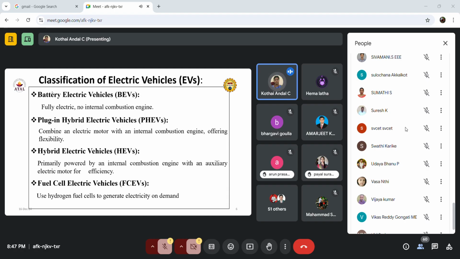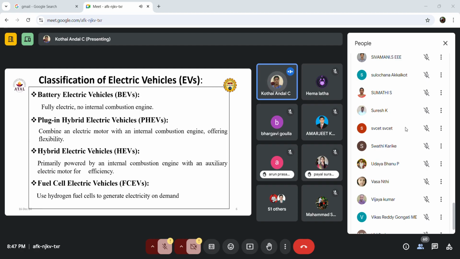Next we have the plug-in hybrid. Here is the combination of both, so we have the battery as well as the IC engine. The main source is the battery. When the charge is depleted, when the charge is going down, the vehicle propulsion is supported by the IC engine. So it offers more flexibility than the battery-alone vehicle. Then the hybrid electric vehicle. Here there is no external charging point for charging the batteries.